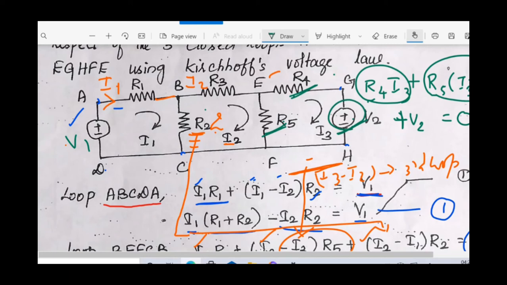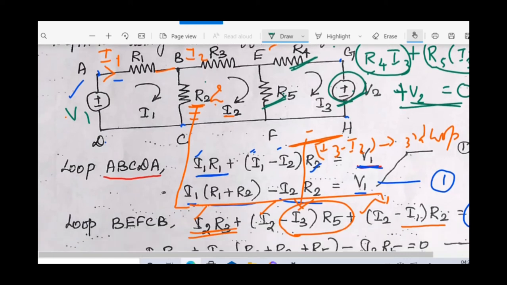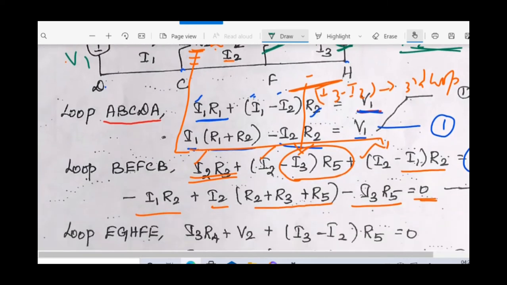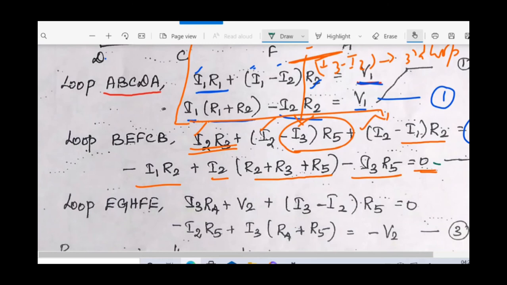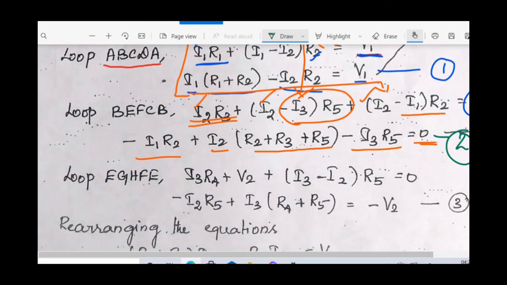Fine. So that we can write an equation accordingly. Hope you can understand. Coming back, we already framed two equations, equation number 1 and equation number 2. Now, how are we writing it? I3 R4 plus V2 plus (I3 minus I2) into R5 equal to 0.